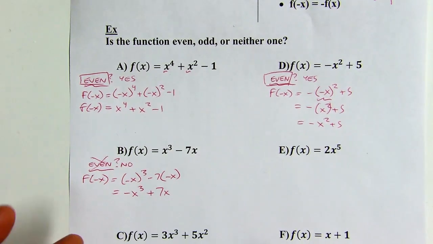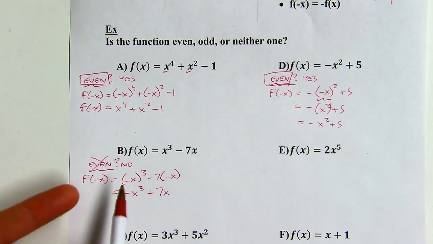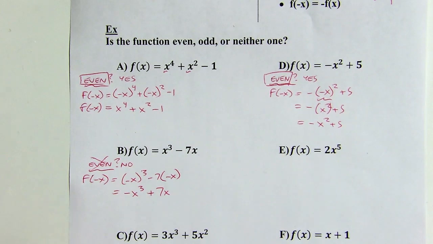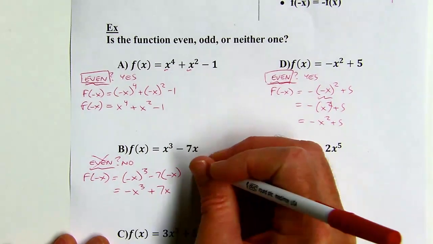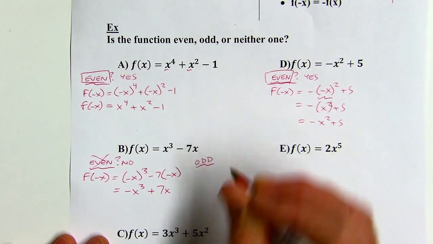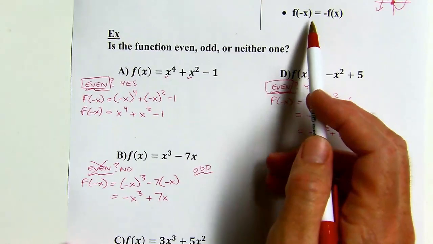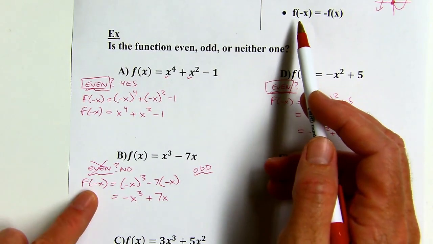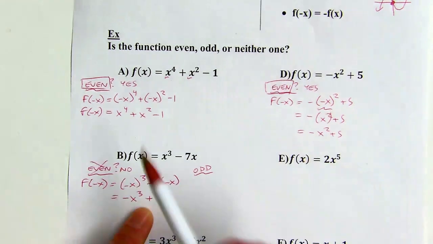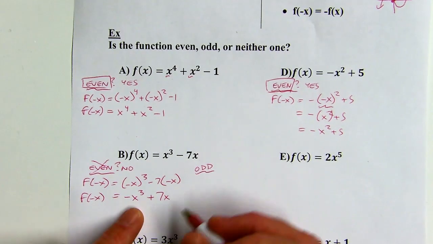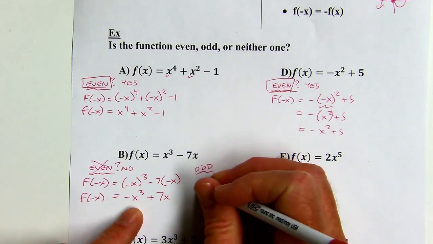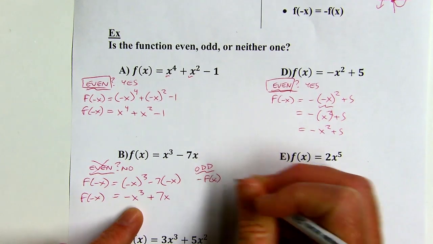So then I'm going to test if it's odd. Just because it's not even doesn't mean it's odd. It could be neither one, okay? So let's test out odd. Here's my test at the top of the screen for odd. I already know what f of negative x equals. This is f of negative x right here, right? Now I want to see if that's the same as negative f of x. So I need to find negative f of x, okay?